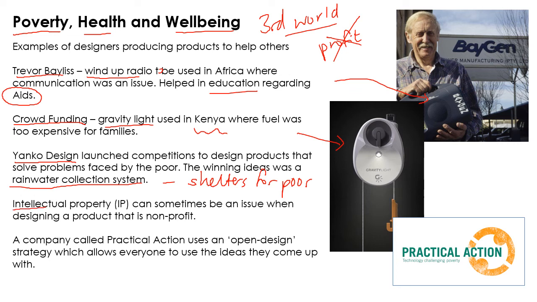The issue that can happen, though, is that intellectual property, which protects designs, can sometimes be a real issue. If someone comes up with a really fancy idea, say this gravity light, and it was protected by IP, it would mean that it couldn't be shared or used across the world by different companies, which would be ridiculous, because you would be limiting how many people could use that product and limiting the benefit to the world. So lots of companies do this, but specifically this organization called Practical Action has an open design strategy for anything they design, which means anything they come up with is open source. Some of you may have heard of open source programs that can be downloaded, but open source design means anyone can use that design for the benefit of others.